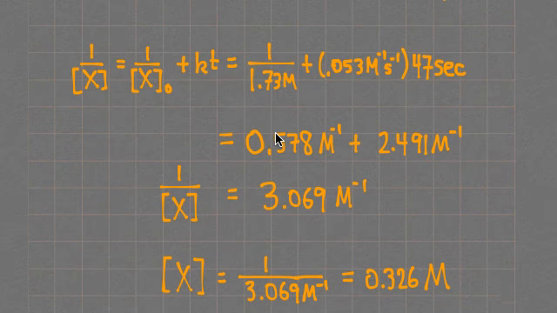So I found the reciprocal of 1.73 and 0.053 times 47, and you add the two, take the reciprocal, 0.326 molar. So I began at 1.73 molar, and I creep all the way down to 0.326 molar, as described in rate by this constant.